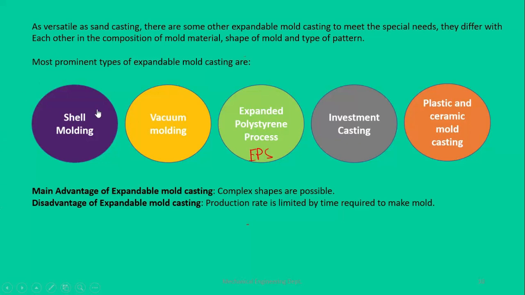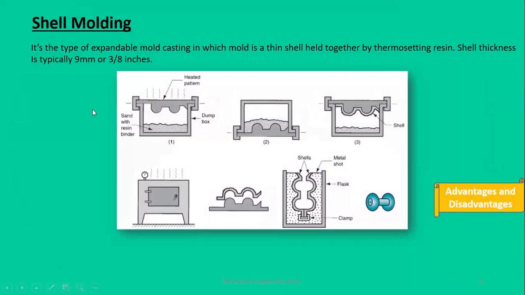So let's start with the shell molding. It's a type of expandable mold casting in which the mold is not a whole flask filled with sand, rather the mold is a thin shell held together by a thermosetting resin. We know that we add resins and binders into the mold material to keep it intact, but in this case the mold is not the whole bulk sand, rather it's a thin shell held together by the thermosetting resin, and the shell thickness is typically 9 millimeters or 3/8 inches.